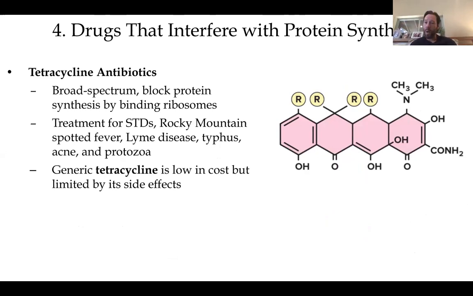Tetracycline, broad spectrum, blocks protein synthesis. How? By binding to ribosomes. So that would be your example. If you get to number 4, drugs that interfere with protein synthesis, then one option you could do was tetracycline. You'd write tetracycline, broad spectrum, blocks protein synthesis by binding ribosomes, right? Now, if you knew some examples also of what it treated, that would probably be good, right? Icing on the cake. If you knew that tetracycline is largely used for sexually transmitted diseases or Rocky Mountain spotted fever or Lyme disease, then that would be also good to know.